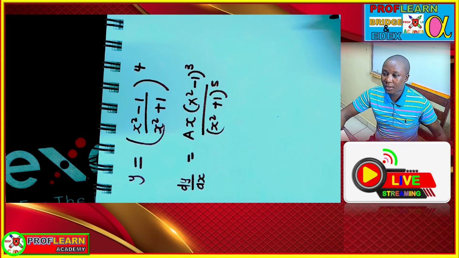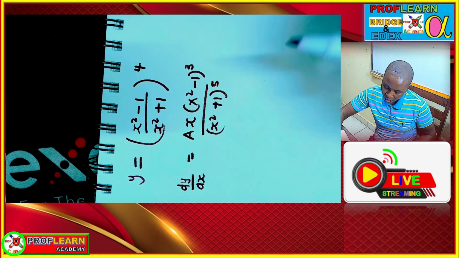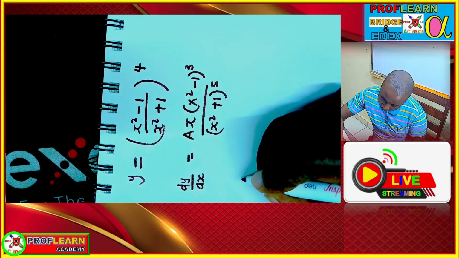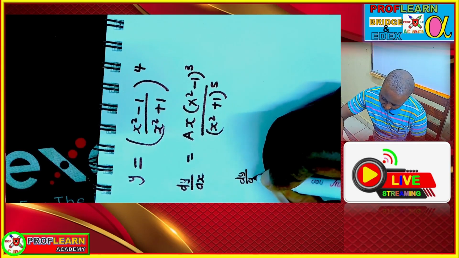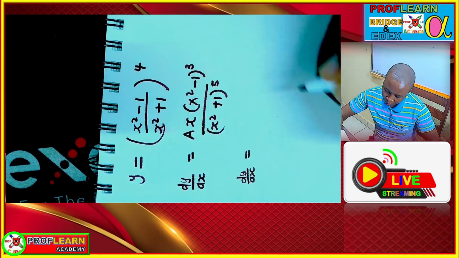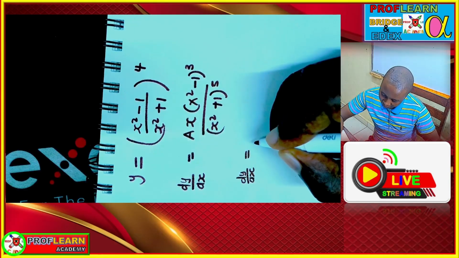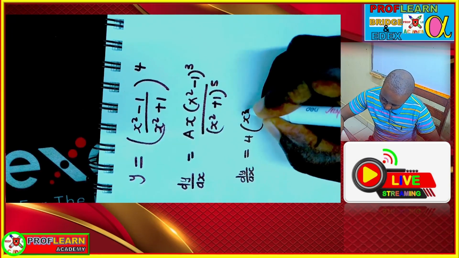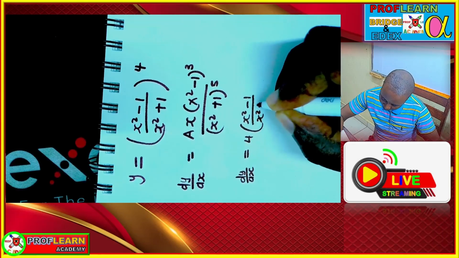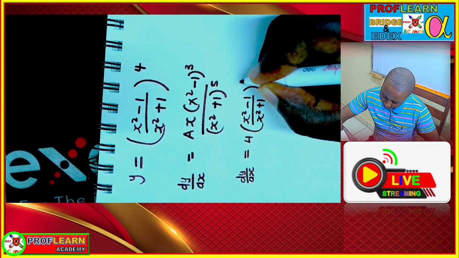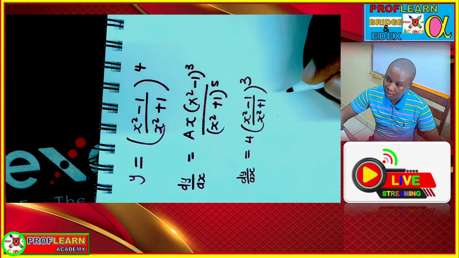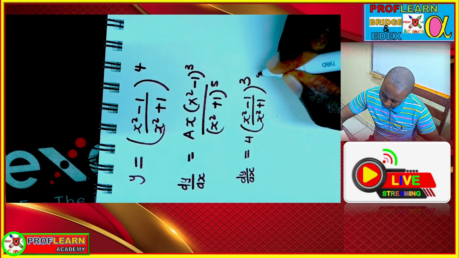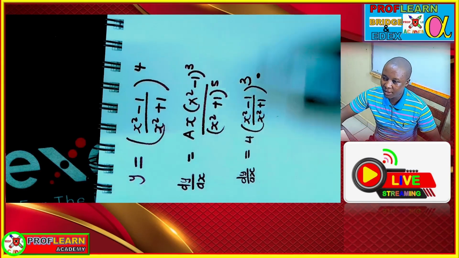For us to start working out this question, we are going to use chain rule in this aspect that we are going to say dy/dx is going to be equal to, we take the power down, and this is going to be 4 into bracket (x squared minus 1 divided by x squared plus 1) raised to power 3, because once you take the power down, you decrease it by 1. Then the next part is we are going to differentiate what is inside the bracket.